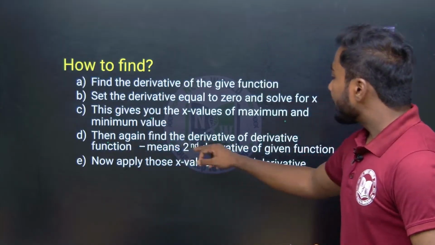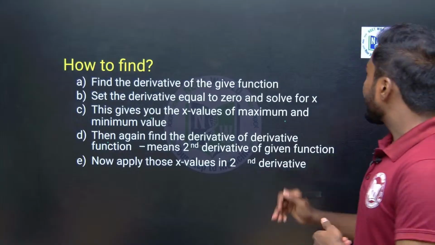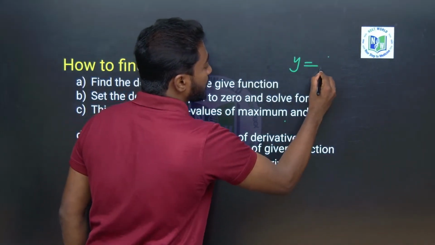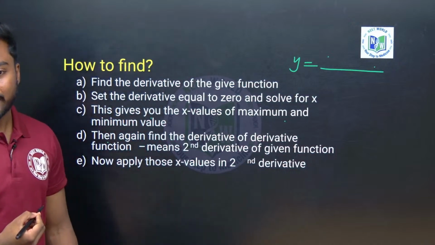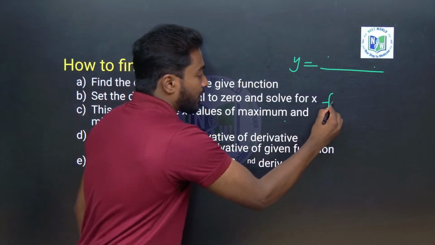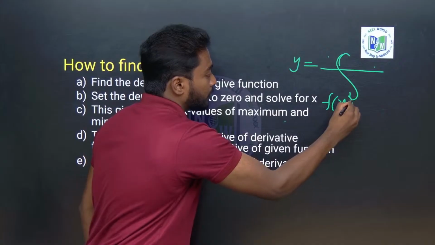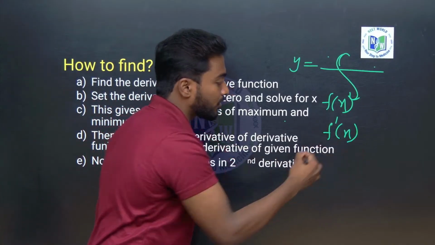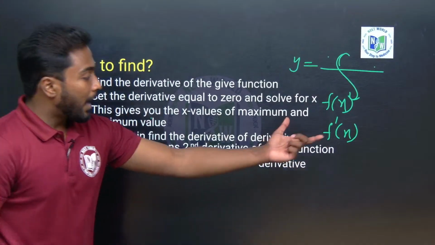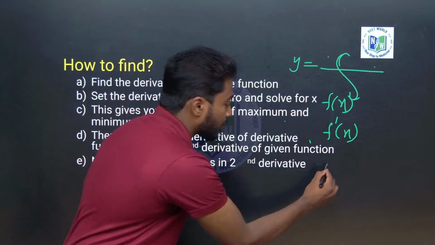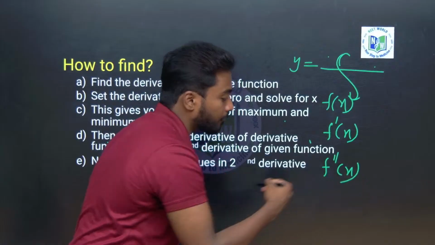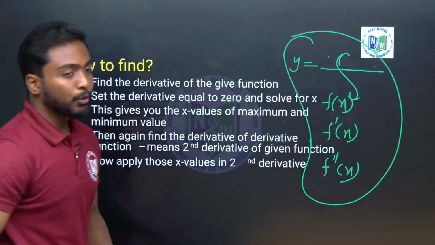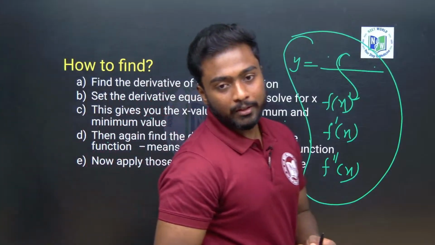Then again find the derivative of the derivative function. f of x is the equation, f dash x is the derivative function, and if you differentiate it again, that is f double dash x. Okay, these are the conditions. We'll go into the problem and solve the questions now.